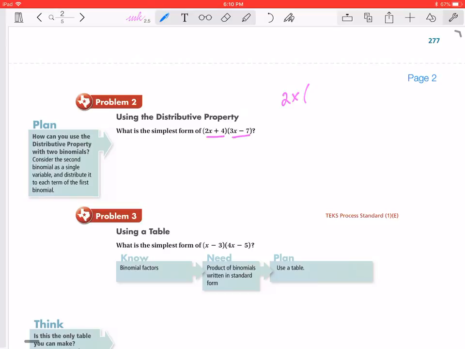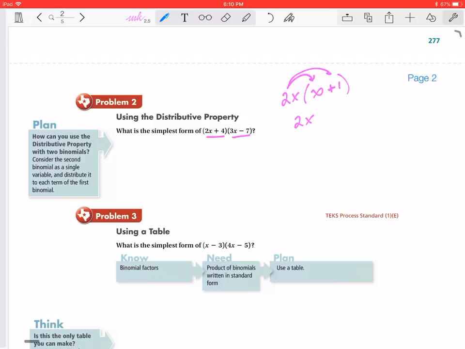Well, if I have a monomial, let's say I have 2x times, let's say, x plus 1. This is a monomial that I have, and I'm multiplying that monomial by the binomial. The distributive property says that I need to distribute that to both terms inside the parentheses.